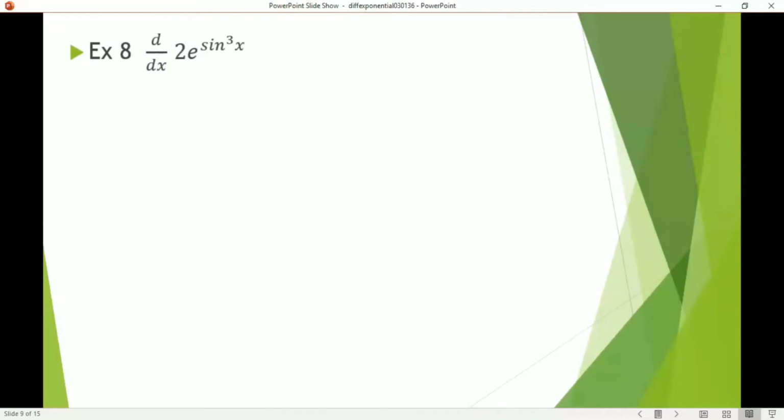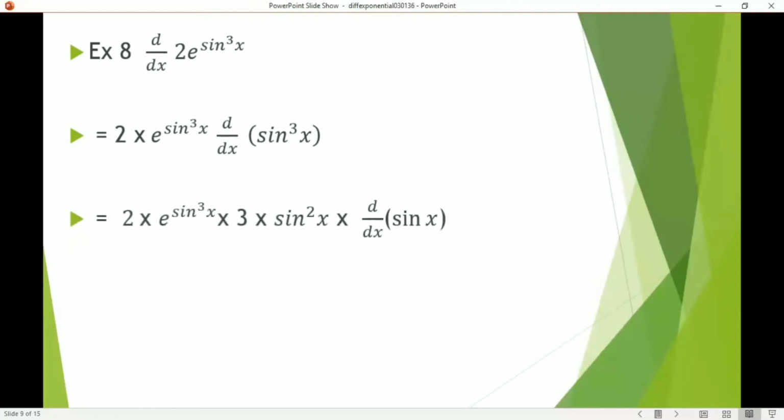So derivative of 2 e to the power of sine cube x. Here we have power sine cube x. So we proceed. It's 2 multiplied by e to the power of sine cube x multiplied by the derivative of sine cube x. Derivative of sine cube x is 3 sine squared x multiplied by the derivative of sine x, which is cos x. So the final answer here is 6 sine squared x cos x e to the power of sine cube x.